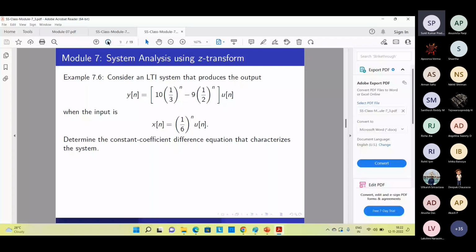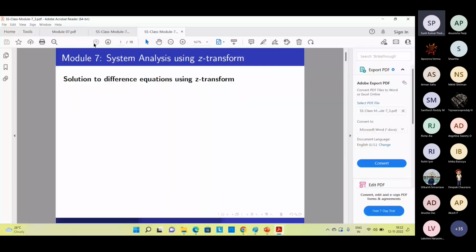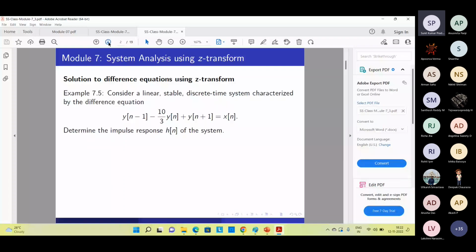Okay, so once again, let me explain this difference equation to you. Let's say we have a difference equation here where we have a linear stable discrete time system. So if you can see here, it is y(n minus 1) minus 10/3 y(n) plus y(n minus 1) using x(n). Then let's say you have to find the impulse response. How can we find the impulse response?